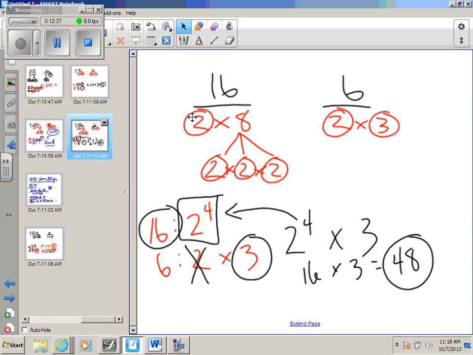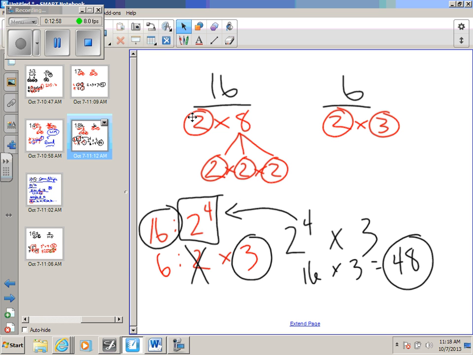8 shouldn't be at the bottom. When you're done with your prime factorization, the only thing that should be at the bottom here, Liam, are prime numbers. If it's an 8 up here, that means you didn't break it down like you should have. You break it down as much as you possibly can until you get to prime numbers. Casimir.